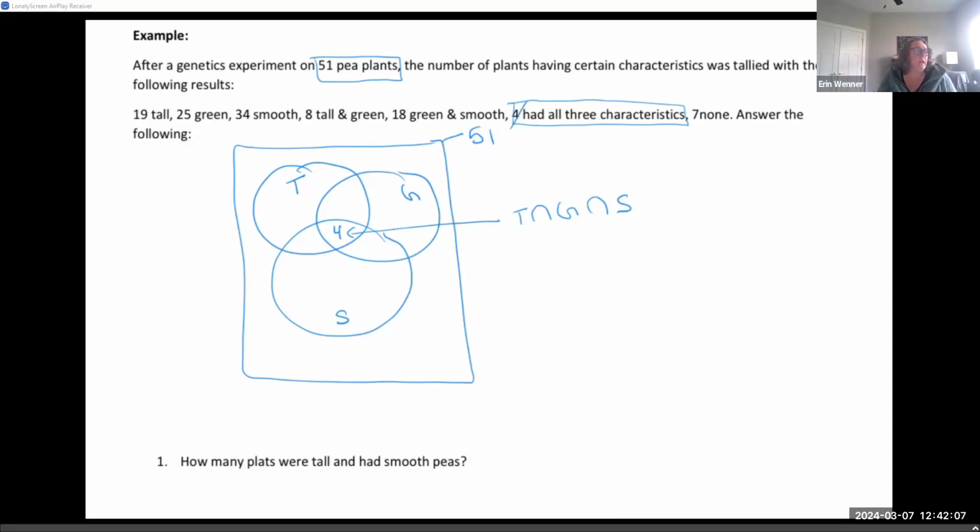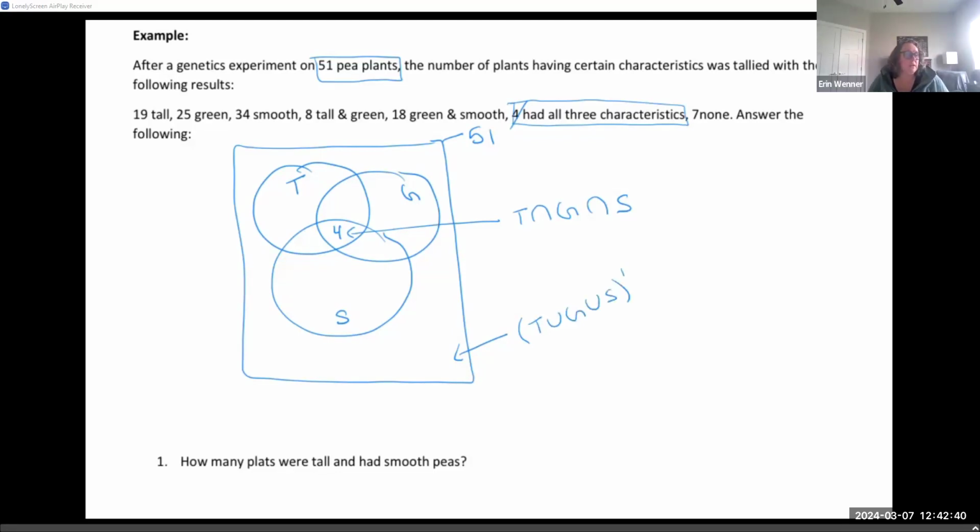Another place that you can start with is looking outside of everything, right? And so we're looking at the plants that aren't green, aren't tall, aren't smooth, okay? And that's this region here. We call this the union of those, but it's the complement of the union, okay?